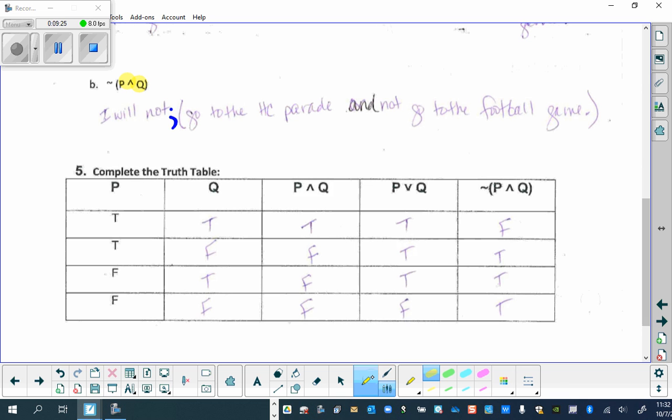Because here we have the conjunction for P and Q. That's going to be true when both P and Q are true. When we go for looking at not P and Q, this ends up just being the negation of my first column. If this was true, now it's false. If this was false, now it's true, and so on down. Does that make sense?